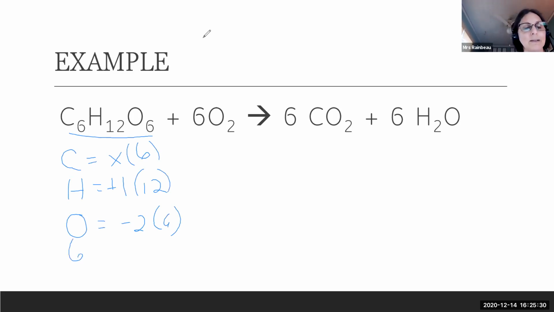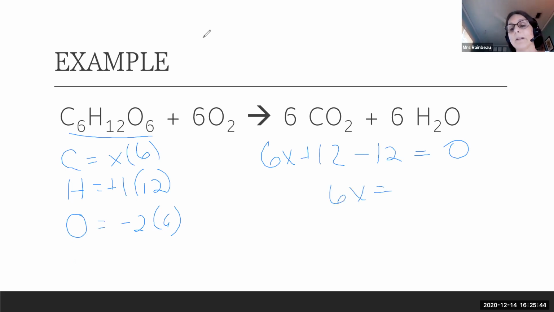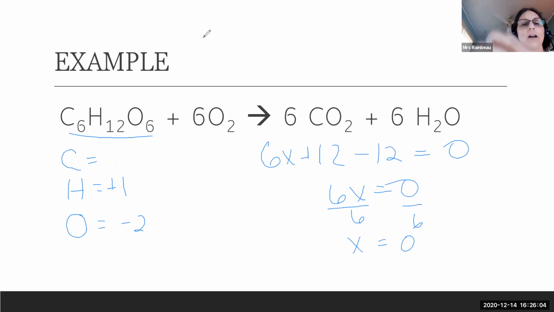So you have 6x plus 12 minus 12. And this is a neutral compound, so it's equal to 0. So this basically is 6x equals 0. 6 divided by 6, x equals 0. Did I do something wrong? Oh, no, I did it right. That means that the charge of carbon is 0.